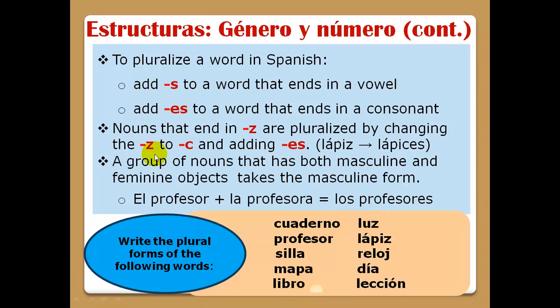Luz ends in a Z, so we change the Z to a C and then add ES. Luces, so that will be spelled L-U-C-E-S. Lápiz, pencil, ends in a Z, and that one's already done up here for you. Reloj ends in a J, which is a consonant, so you add ES. Relojes. Día ends in a vowel, add S, días. Lección ends in a consonant, so you add ES, lecciones.